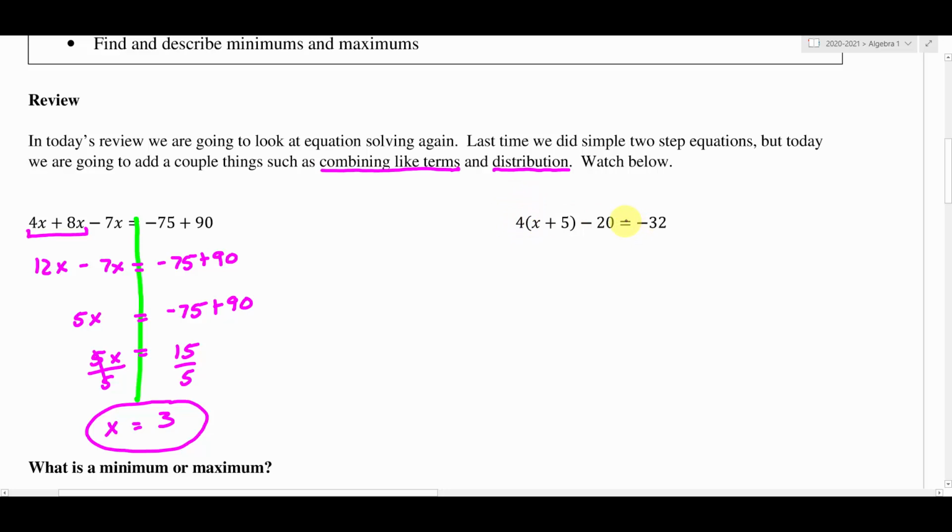All right, so first I'm going to start by drawing my line, and then I'm going to go ahead and get rid of these parentheses using distribution. So I'm going to take the 4 and distribute it to each term inside of the parentheses. And when I say that, I mean I'm going to multiply each term in the parentheses by 4. So when I do 4 times x, I get 4x. And when I do 4 times 5, I get 20.